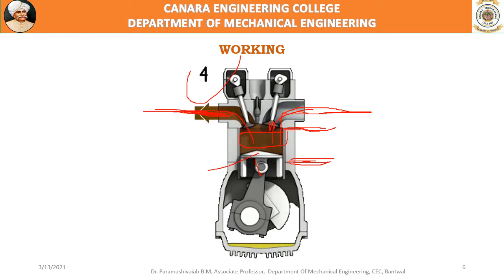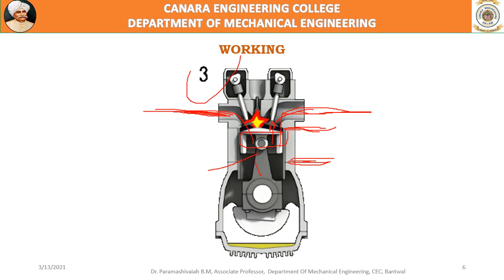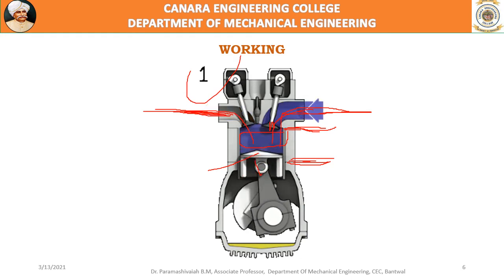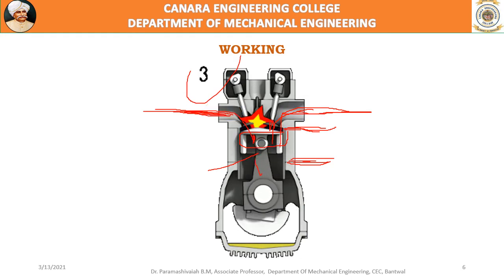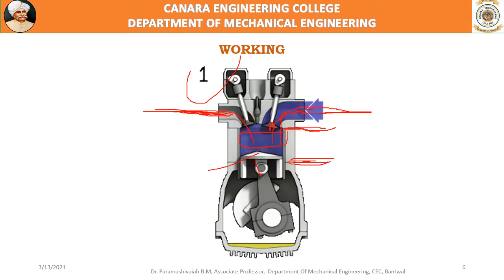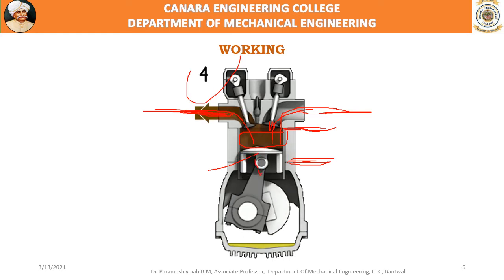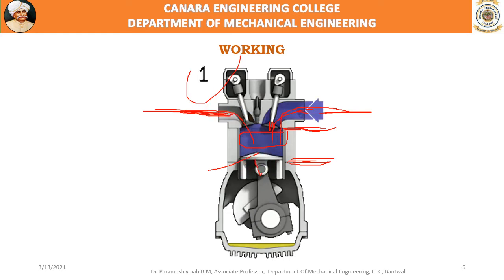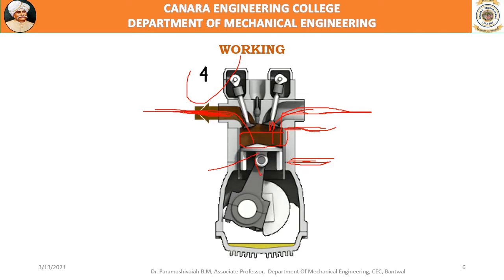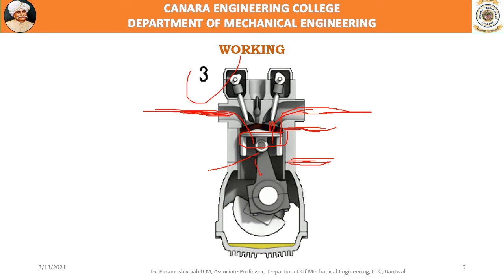During these 4 strokes, the crank rotates 2 rotations, and the engine completes one cycle of power stroke. Therefore, this type of engine, which takes 4 strokes to complete one cycle, wherein it gives 2 rotations to the crank, is called a 4-stroke engine. I hope it is clear.